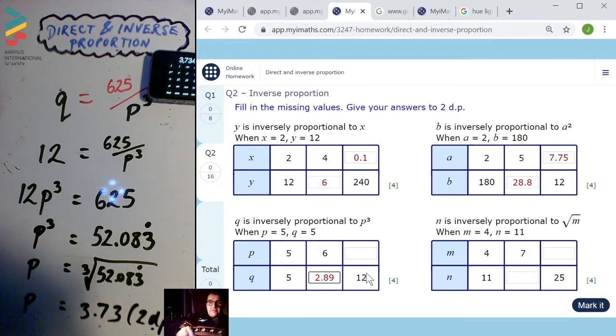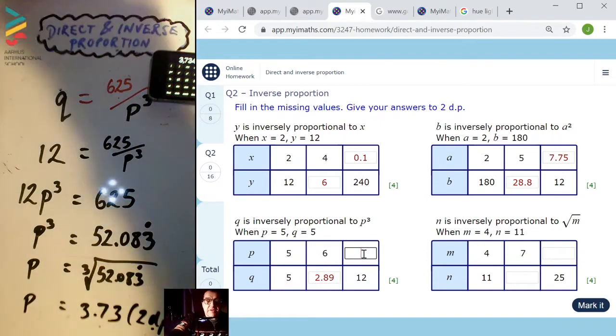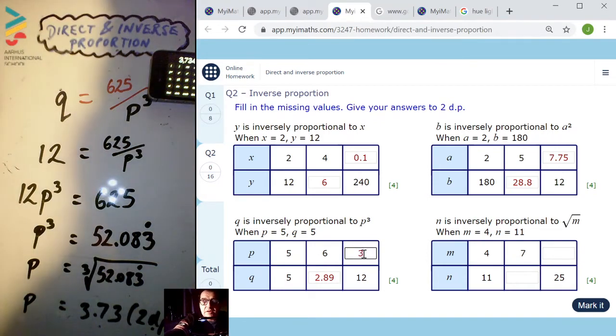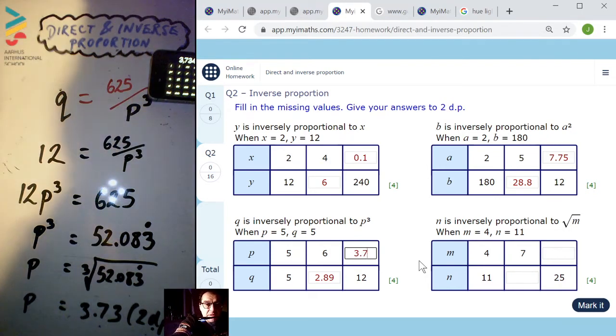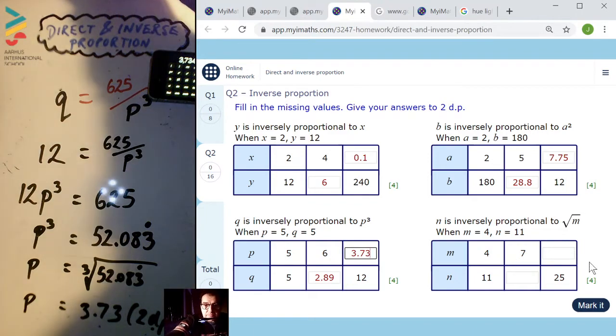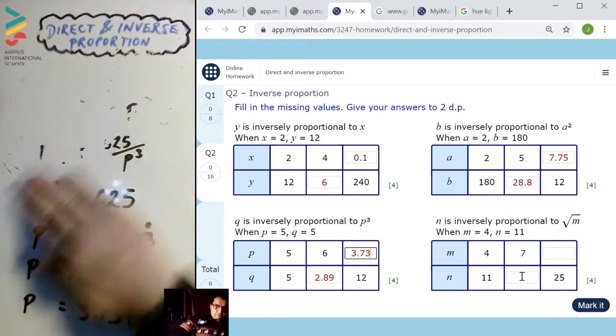So I'll fill out 3.73 in the table because it asks me to do it to 2 decimal places. 3.73, there we go. And on to the last question. So rub all this out.